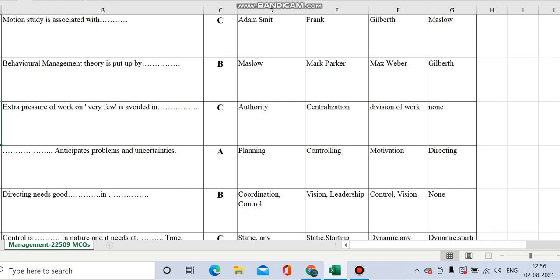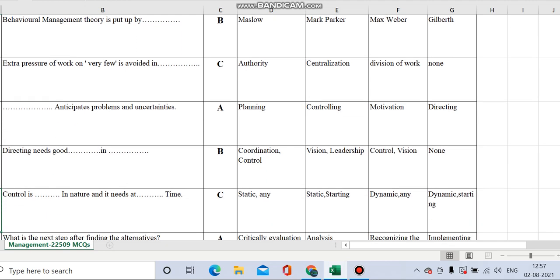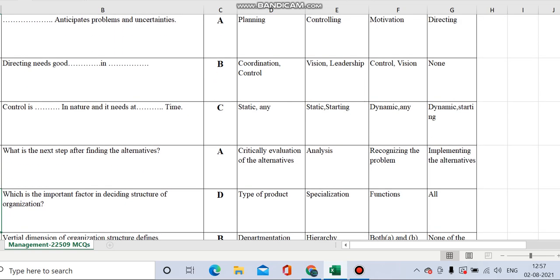The next question is, directing needs good dash in dash. Directing needs good vision in leadership. Control is dash in nature and it needs dash in time. Control is dynamic in nature and it needs action any time.